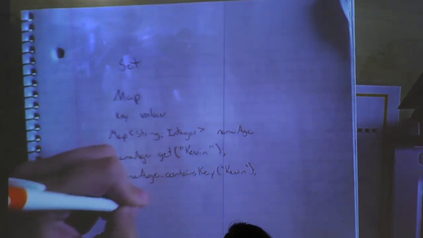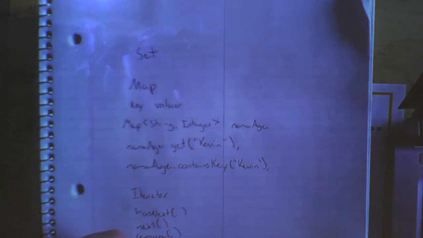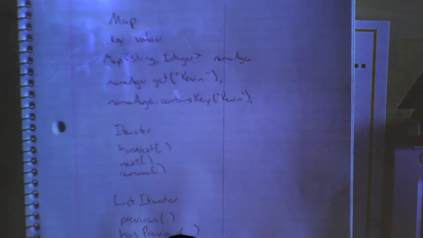So yeah, I guess I'll just write down an iterator, like you've seen, that's built into the scanner, has methods like hasNext and remove, and a list iterator has all of those, as well as previous and hasPrevious and set, which is the one that modifies the element.